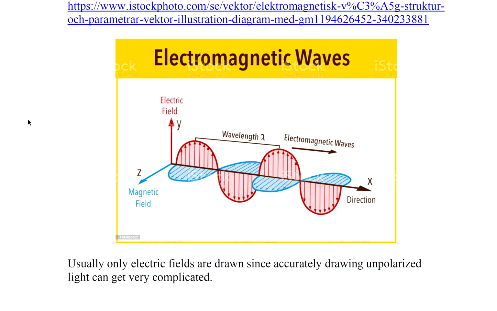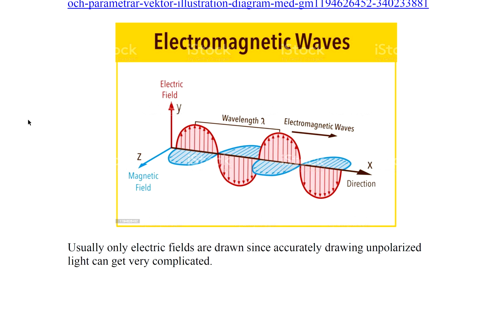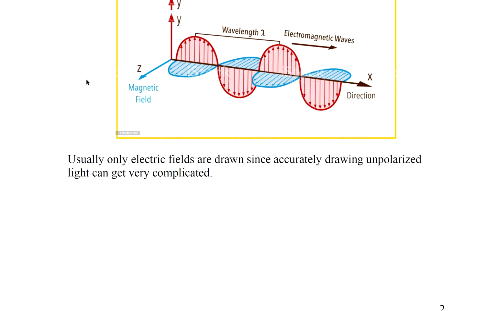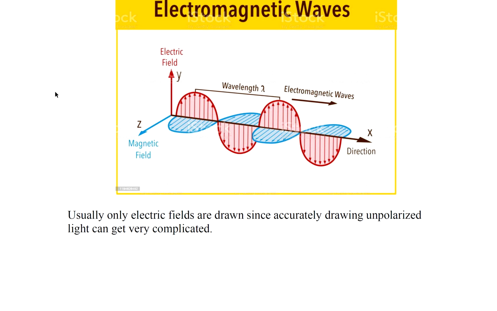So usually only electric fields are drawn, since accurately drawing unpolarized light can get very complicated. So unpolarized light looks something like this when you draw it, because this is a lot less realistic to draw on a test.